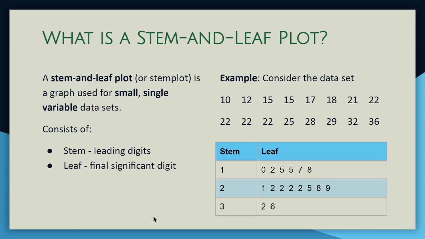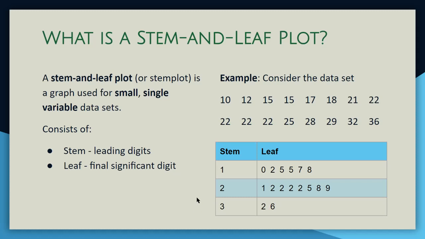So this is something that didn't require a calculator. I just took my numbers, I peeled off that last number and dumped it in the leaf box, peeled off the first number, dumped it in the stem box, and I made sure my leaves were in order from smallest to largest and showed repeats.